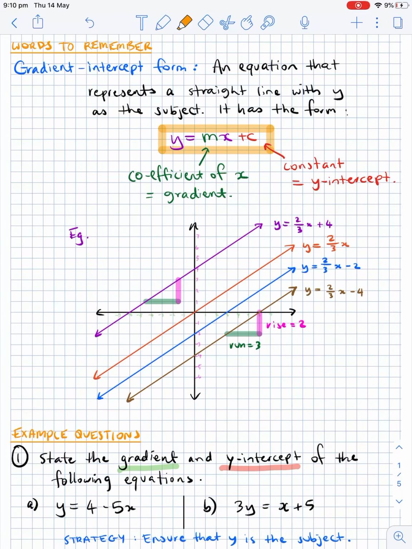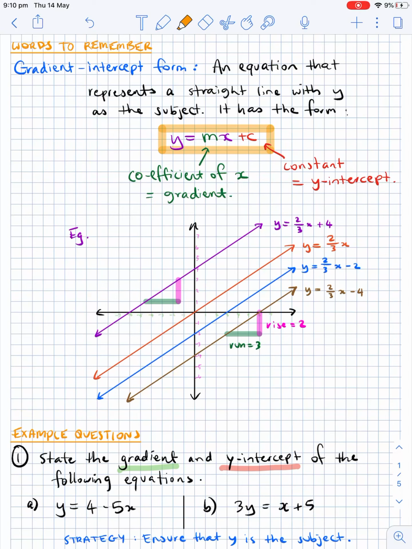And you can also see that from their equations. The coefficient of x each time is always 2 over 3. They've all got the same gradient with a rise of 2 and a run of 3. However, they do have very different y-intercepts, where the lines hit the y-axis. So the constant on the end, so that's plus 4. Notice that it goes through the y-axis at 4.